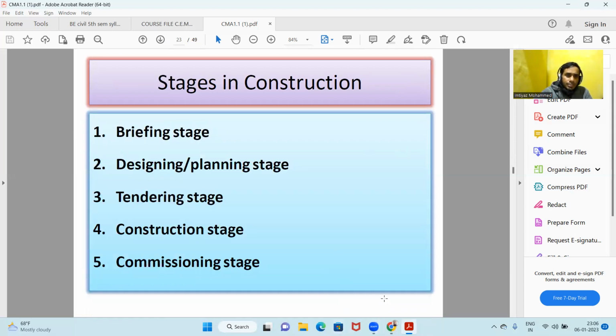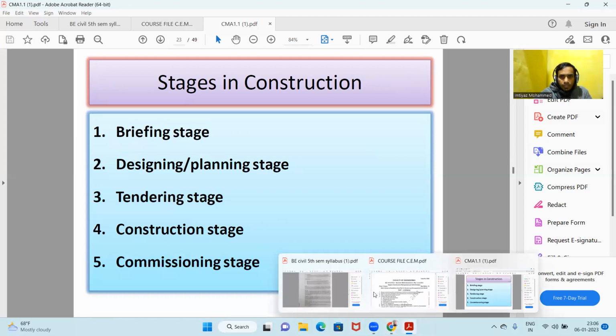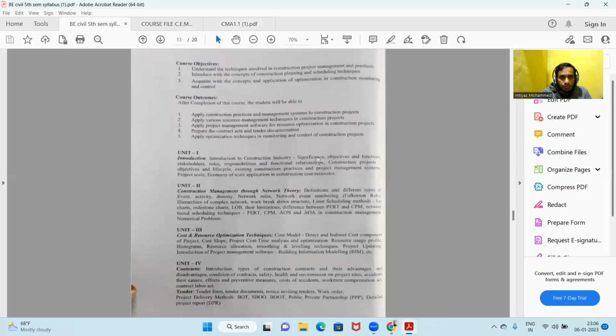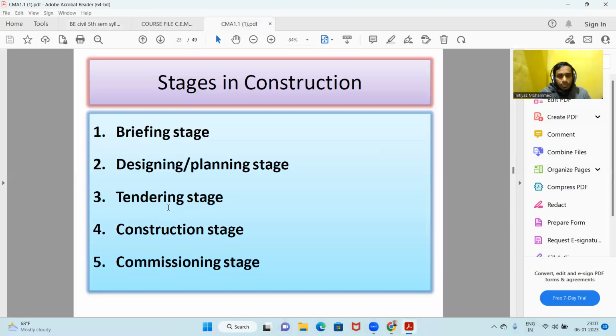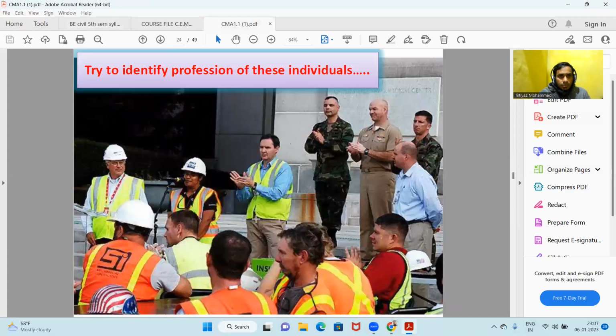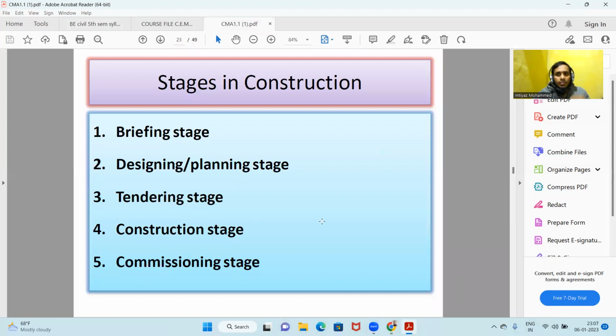These are the different stages in construction. We probably do not find that in our syllabus, we don't have anything like stages, but it would be better if we have a look through the stages as well, because we never know what kind of question comes in the examination. So: the briefing stage, designing stage, tendering stage, construction stage, and commissioning stage. You can just do a Google search on these stages and get an idea of what each means.